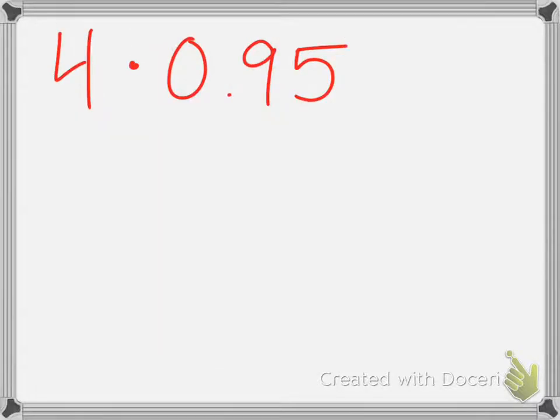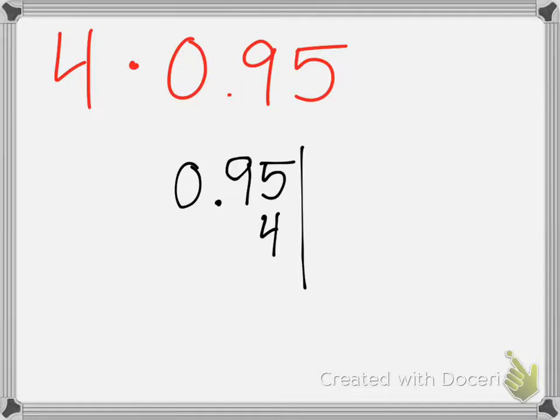This is 4 times 9/500ths. So if we set it up, it would be like that, just lined up to the right. I draw that little line just so that we know. So I want you guys to do that one.